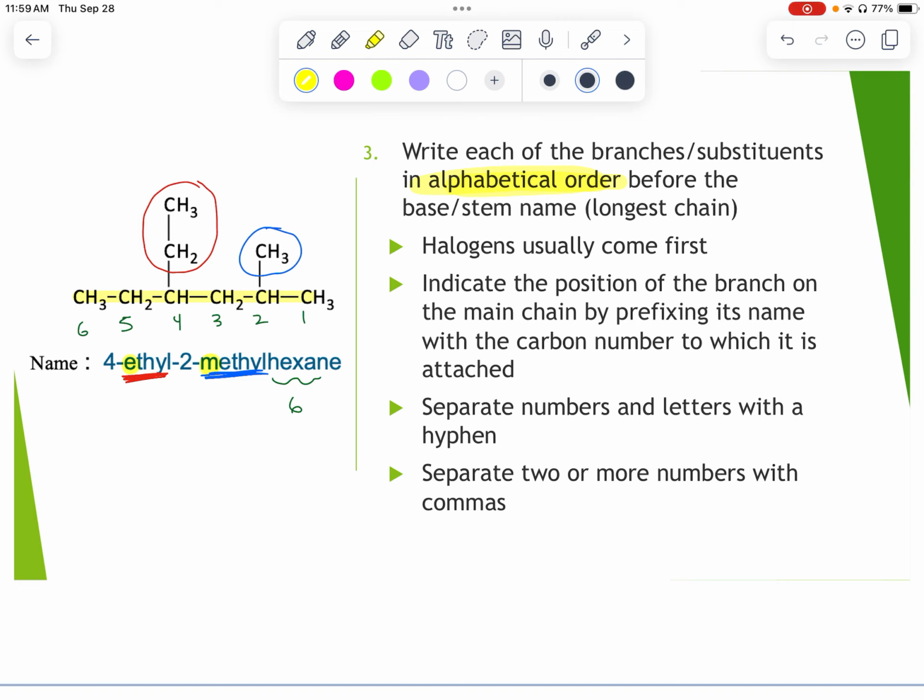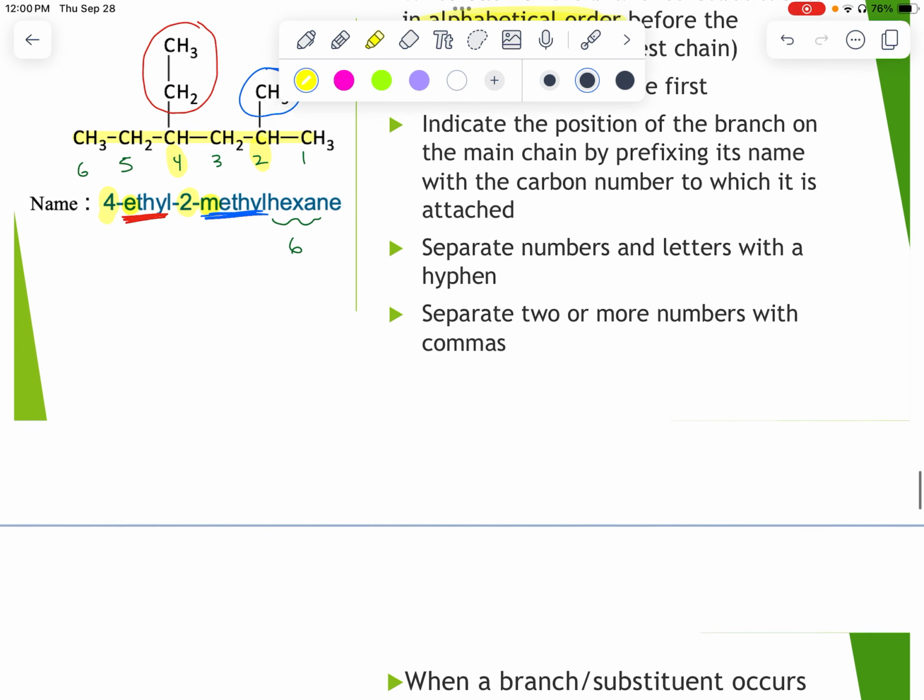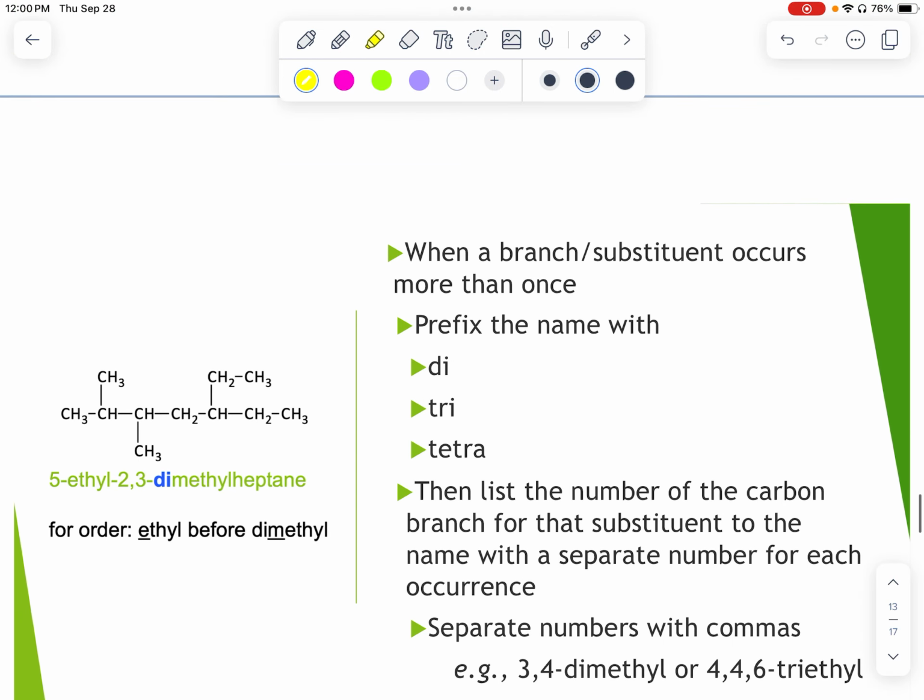And then we're going to indicate the position of the branch in the main chain by prefixing its name with the carbon number to which it's attached. So 4 is telling me that it's at location 4, while 2 is telling me that the methyl group is at location 2. Separate numbers and letters with a hyphen and separate 2 or more numbers with commas. And you're going to have to type these into Schoology, so you'll get used to those.